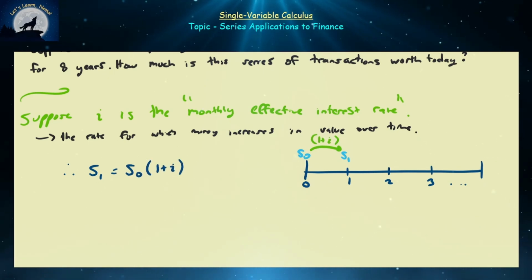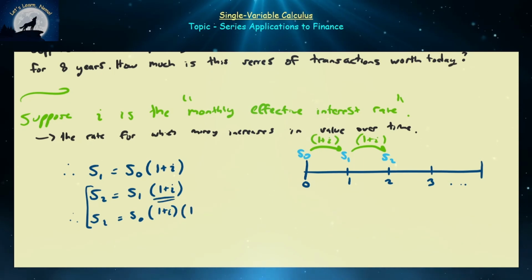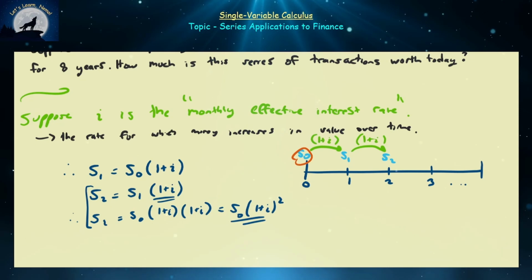So we can say in formula form that S1 will be equal to S0 times 1 plus I. We can also do the same for going from S1 to S2, and we would multiply by 1 plus I again. So S2 will be equal to S1 times 1 plus I. But S1 also has an equivalent representation because S1 is equal to S0 times 1 plus I. And we also have that 1 plus I from the S2 equation. So we can clearly see that this is equal to S0 times 1 plus I squared. So we can go directly from S0 to S2 by multiplying S0 by 1 plus I squared.